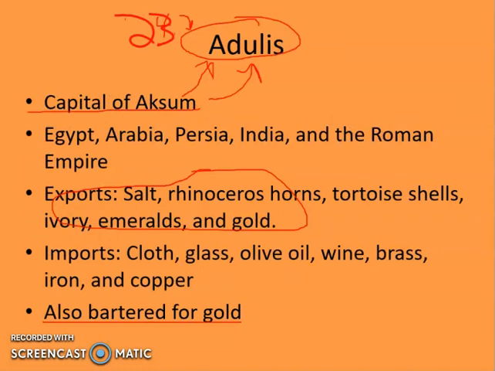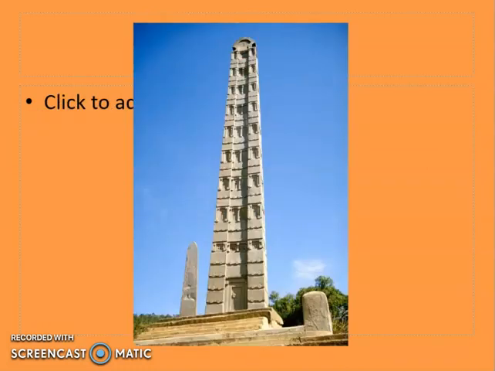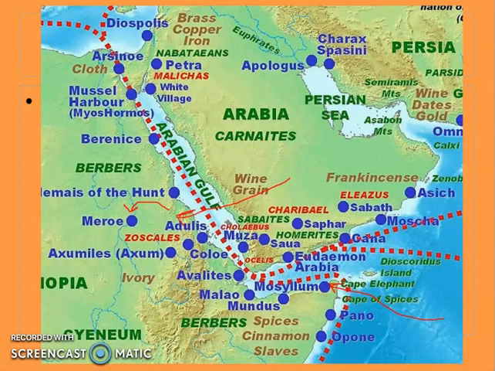Aksum was the capital. You can see all the things that they exported and imported to every region of the world, really. They bartered for gold. They had contact with Egypt, so they did build things like the Egyptians built, including obelisks. You can have a look at this map, see all the stuff they traded.